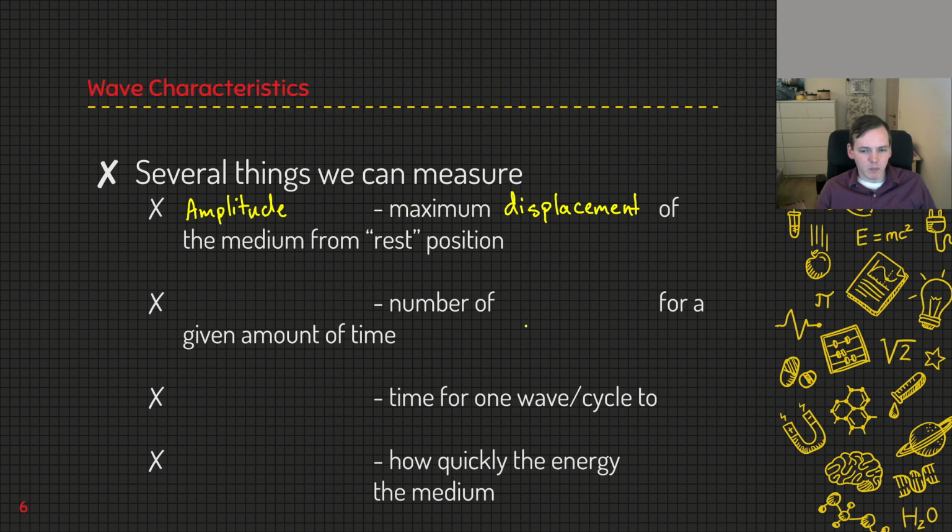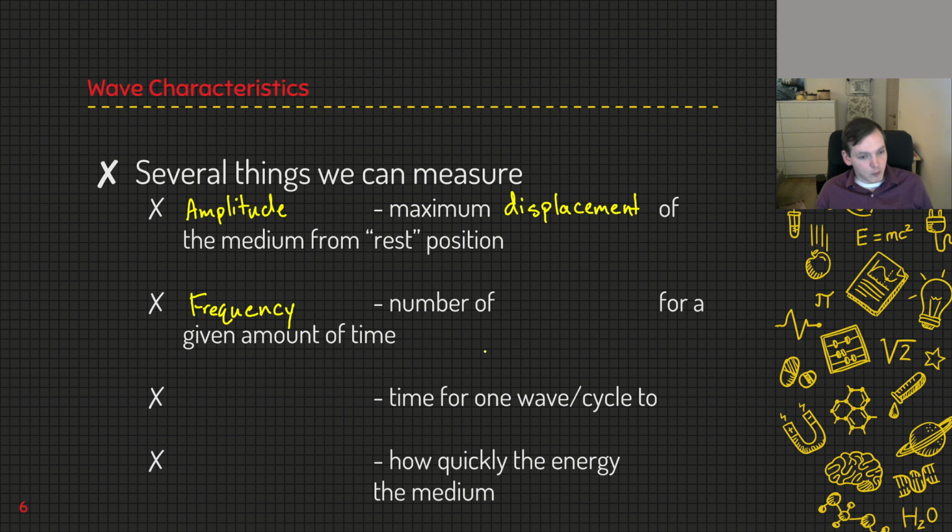So wherever the individual particle or coil or whatever it is that the wave is passing through, wherever that would normally be, however much things get moved when the wave is at that point, the maximum, that's going to be our amplitude. And this will make more sense when we show a diagram here in a minute. It'll probably help flesh that out. Next, we have frequency.